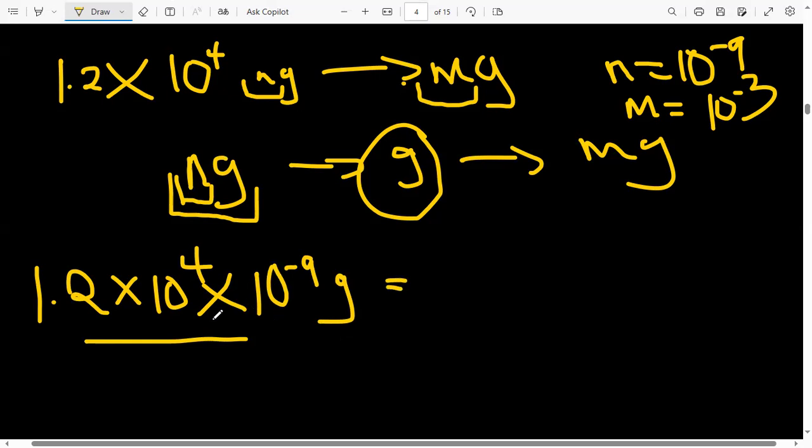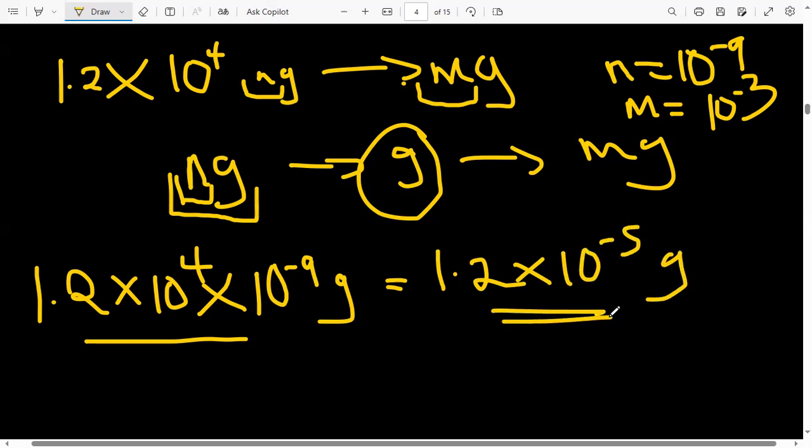We see that 10 and 10 are the same bases, but they have different powers there. So what can we do if we're multiplying same bases? We just add their powers. So what is 4 plus minus 9? Okay, so this will be 1.2 multiplied by 10 to the power minus 5 grams. Okay, so this value here in nanograms is the same as this value here in grams.